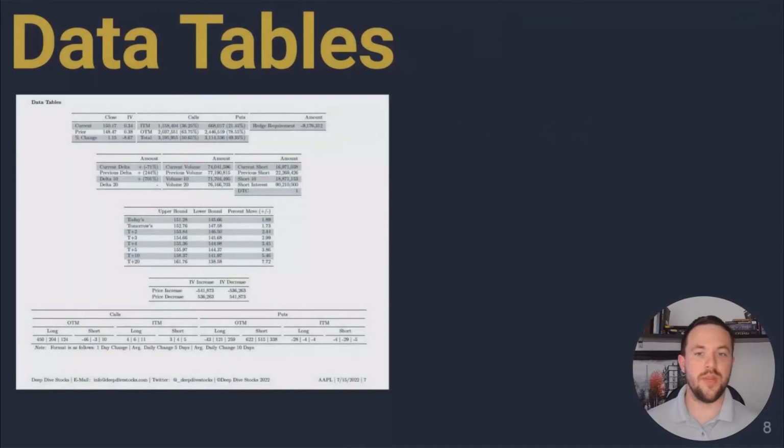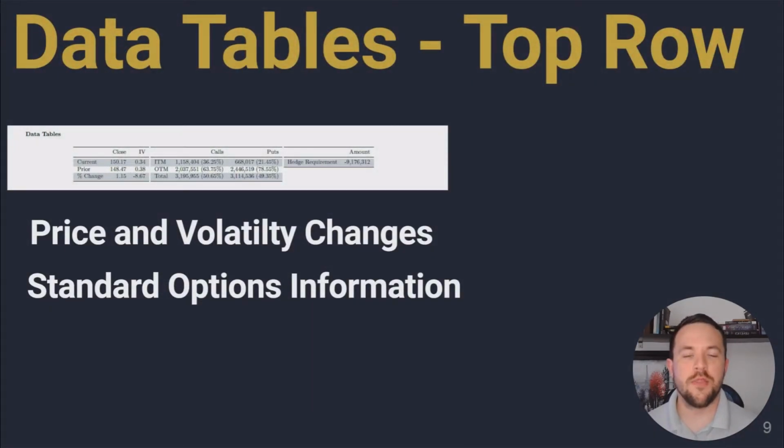Moving on, we have the data tables. So the data tables can be a little meaty, so we're going to go through each row one at a time. The top row has the price and volatility changes in both, so the current value at close, the close value from the day prior, and then the percent change between those closes. In the middle, we have just the standard options information, so how many of the calls are in the money, how many of them are out of the money, and then the comparison of the total amount of calls to the total amount of puts.